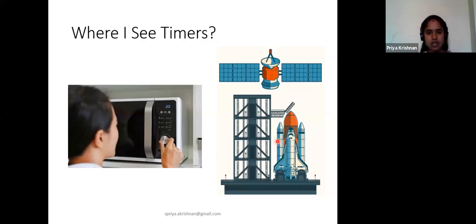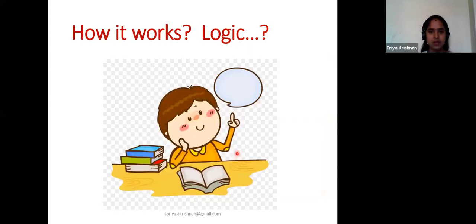Is it clear? What is a timer, why a timer is required, and what are the different places where you can see a timer? Yes, correct. Shall we go to the next slide? So, timer.